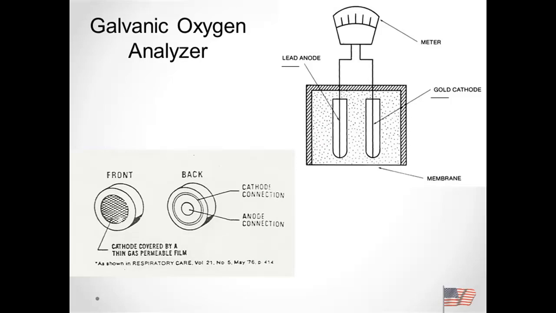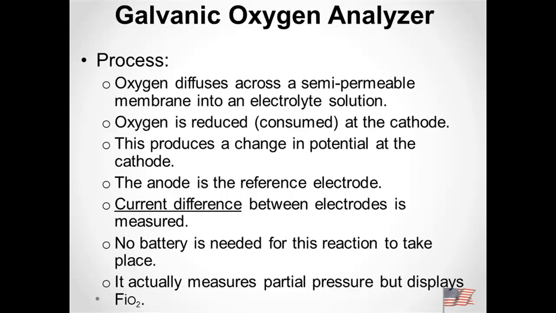What you basically have on the inside is an anode and a cathode. So we're measuring an electrical reaction that is happening. So oxygen diffuses across this membrane, moves into an electrolyte solution. There's an oxidation reduction. Oh God, not that again. Yes, that again. It's operating just like a Clark electrode. That there's an oxidation reduction where oxygen is reduced or consumed at the cathode. It produces a change in the potential at the cathode.